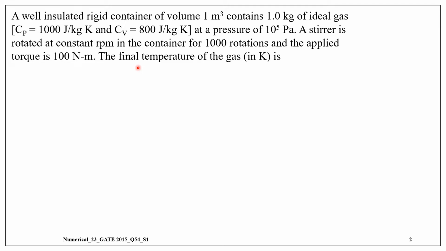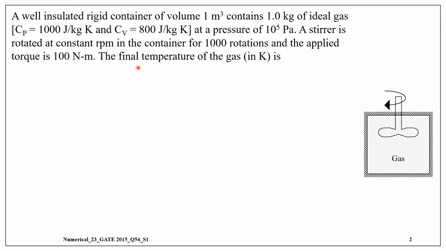Schematic of this problem is given here. There is a gas inside an insulated container. A stirrer is rotated 1000 times and hence stirring work is done on the system. System here is the gas within the container.